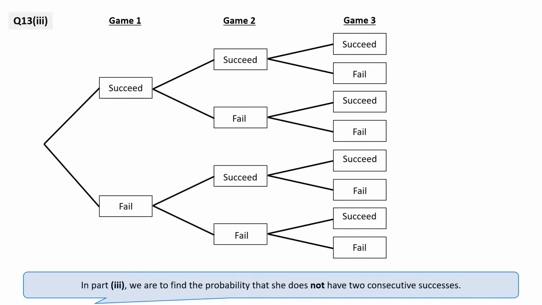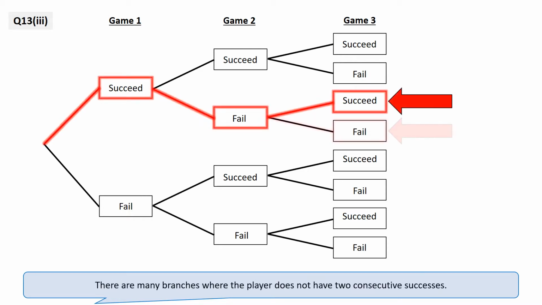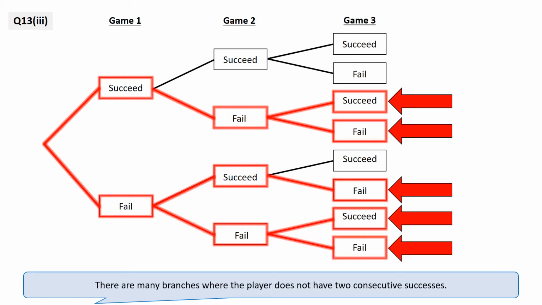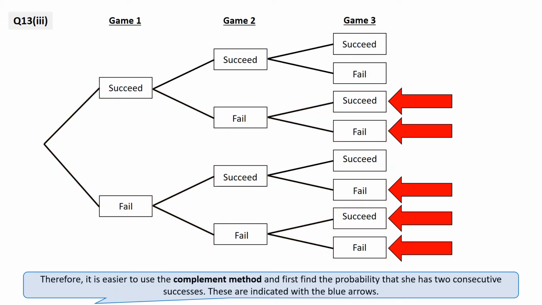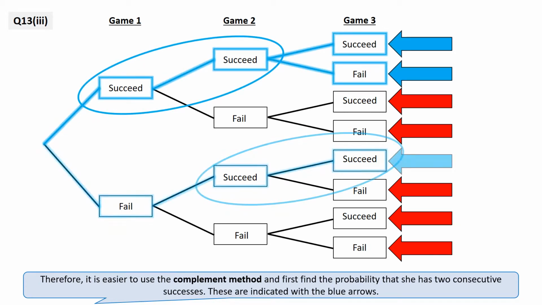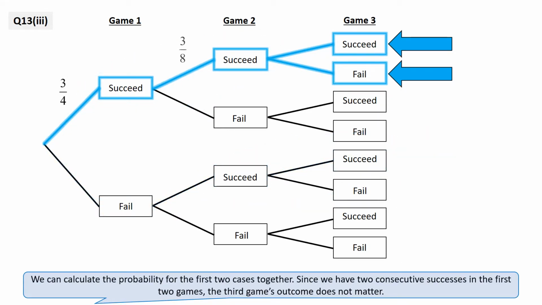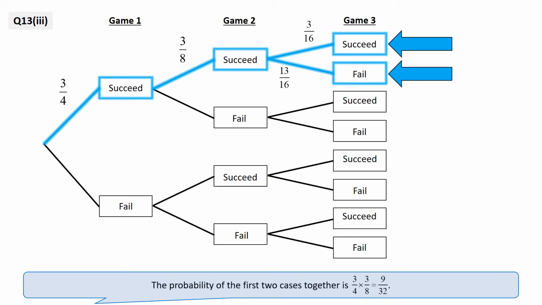In part 3, we are to find the probability that she does not have 2 consecutive successes. There are many branches where the player does not have 2 consecutive successes. Therefore, it is easier to use the complement method and first find the probability that she has 2 consecutive successes. These are indicated with the blue arrows. We can calculate the probability for the first 2 cases together. Since we have 2 consecutive successes in the first 2 games, the third game's outcome does not matter. The probability of the first 2 cases together is 3/4 times 3/8 equals 9 over 32.